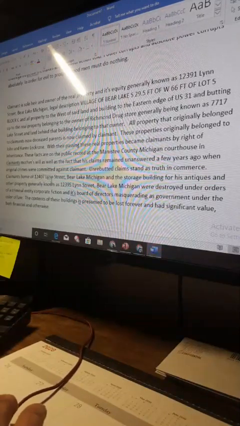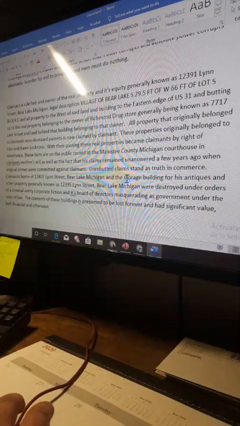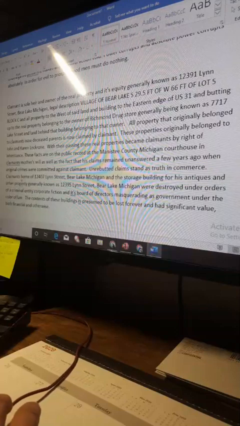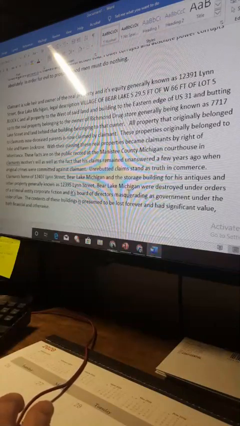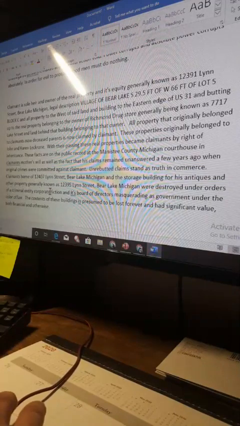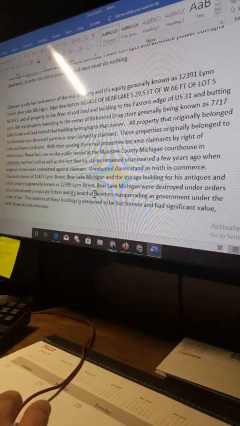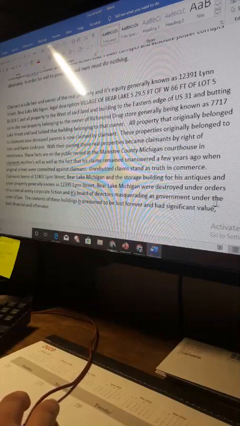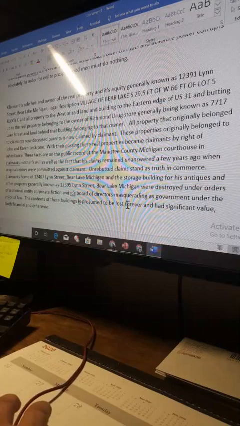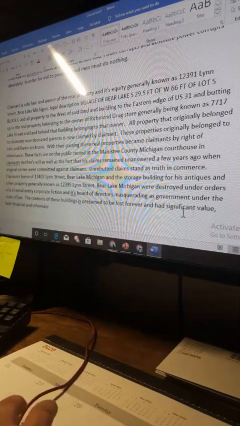Claimant's home of Michigan and the storage buildings for his antiques and other property, generally known as [address], were destroyed under orders of a criminal entity, corporate fiction, and its board of directors masquerading as government under the color of law. The contents of these buildings are presumed to be lost forever and had significant value, both financial and otherwise.